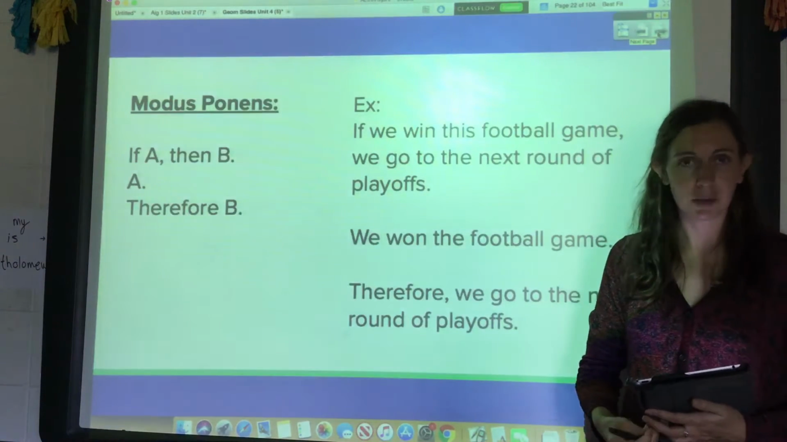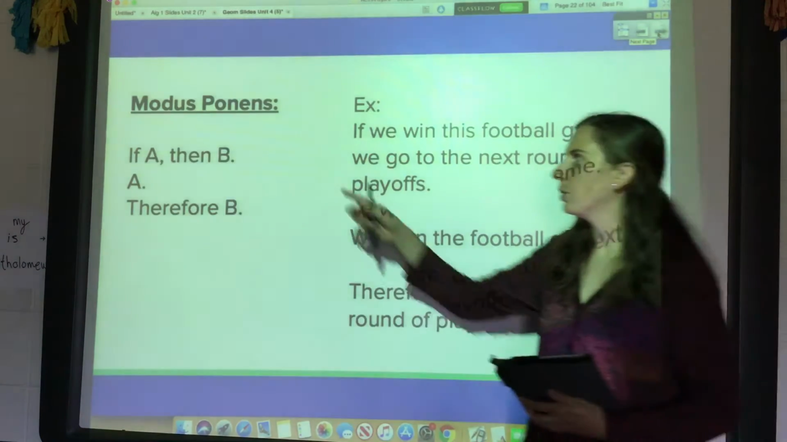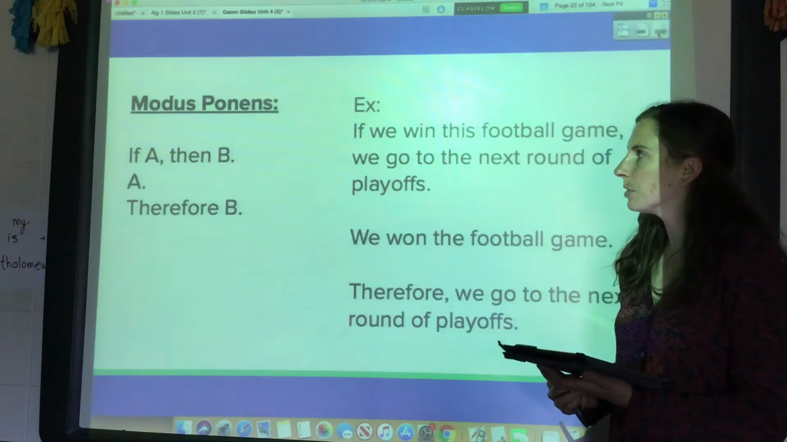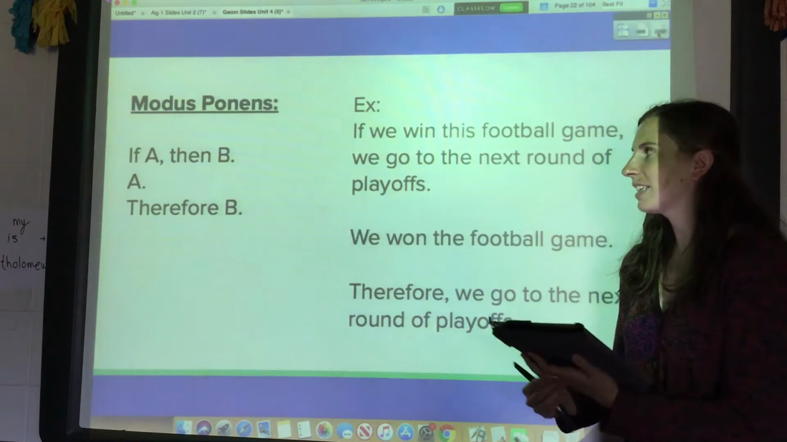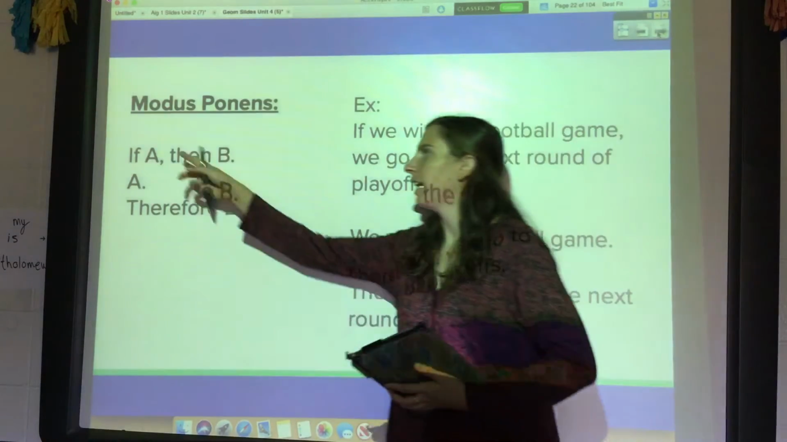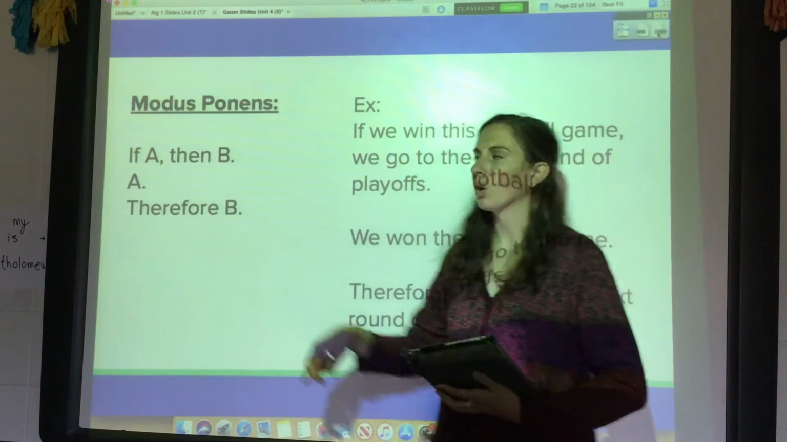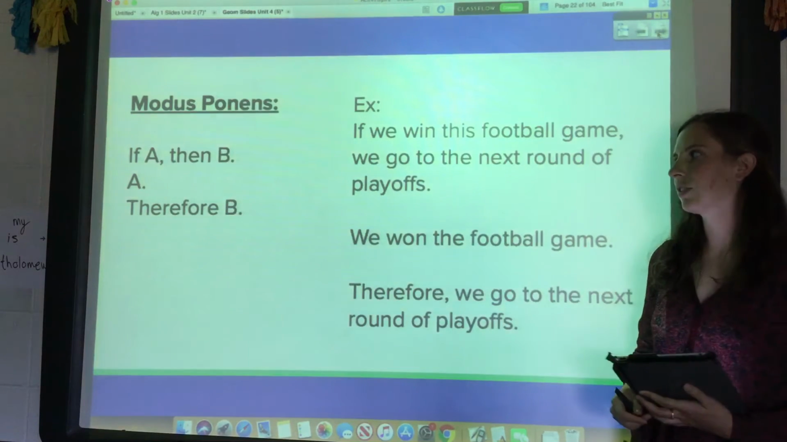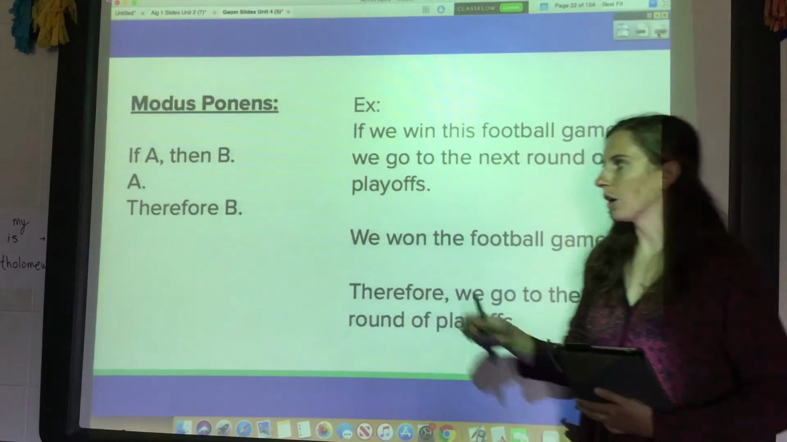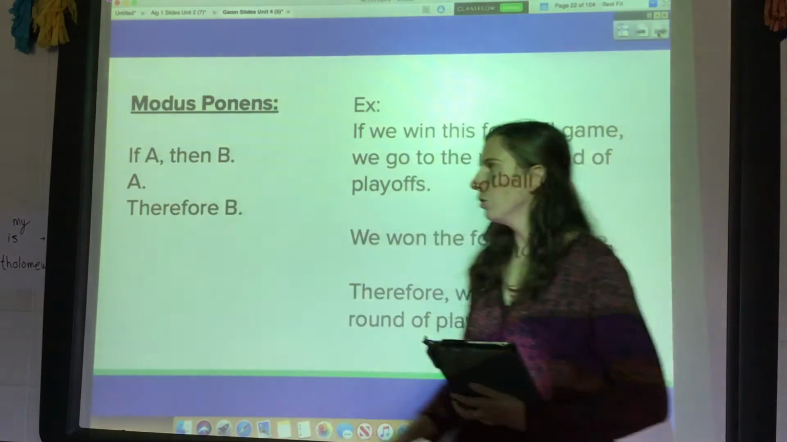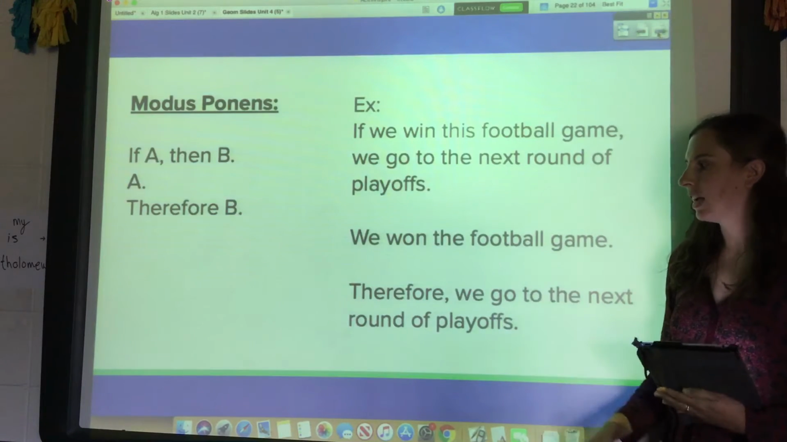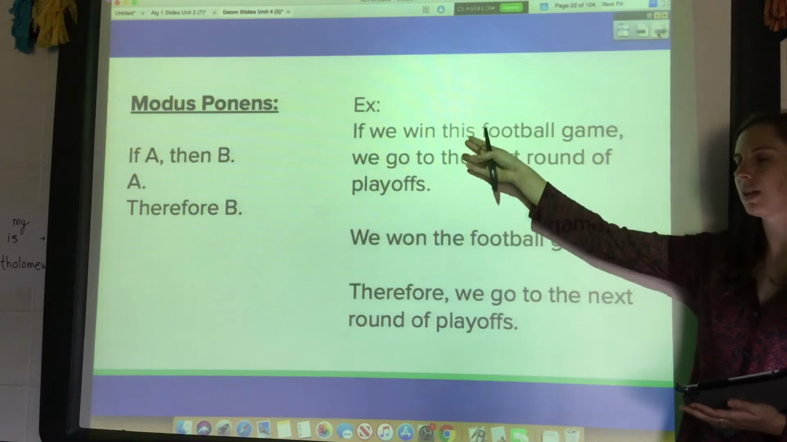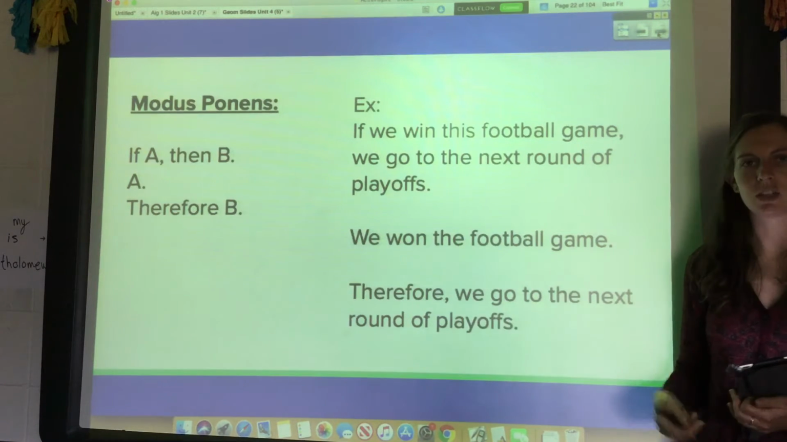One common and very simple way that you can prove something is called modus ponens. Again, this is a Latin phrase that means the way that affirms by affirming. Basically, you start with some basic assumption, like if A, then B. For example, if we win the football game, then we go to the next round of playoffs. Then your proof would be showing that A is true. So like, we won the football game, therefore we conclude that we go to the next round of the playoffs. So you start with this if statement, you say that A is true, and so therefore you can conclude B.